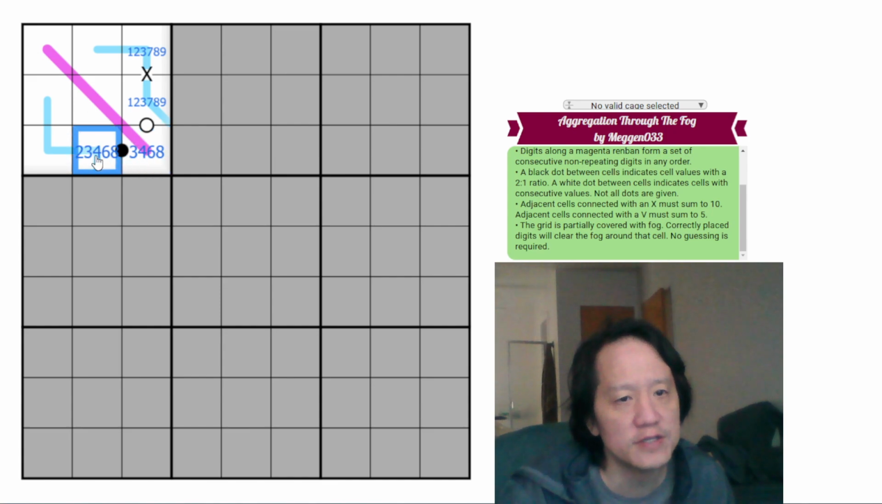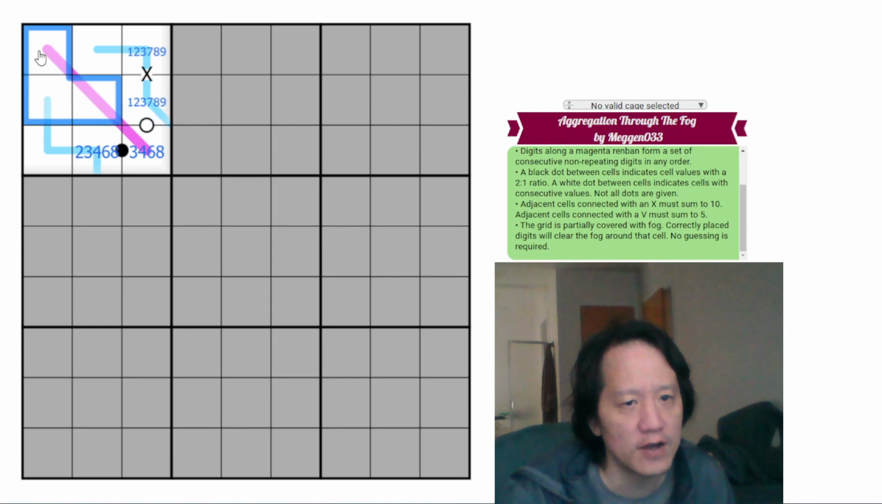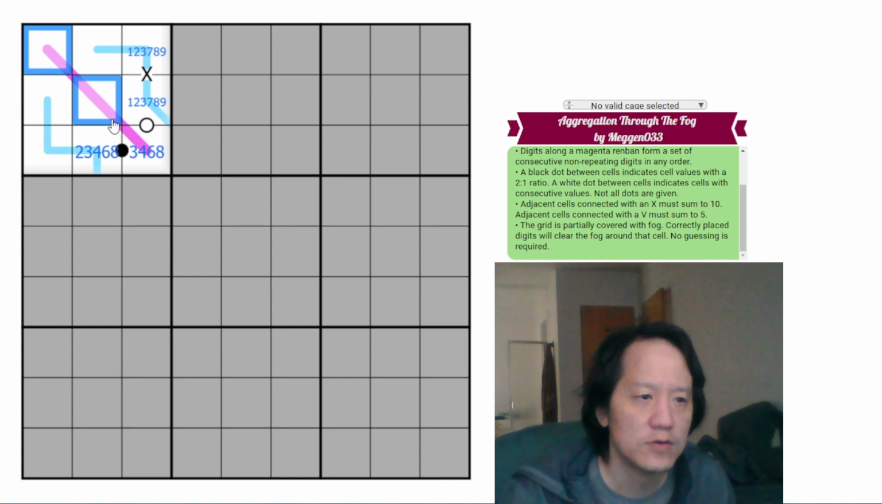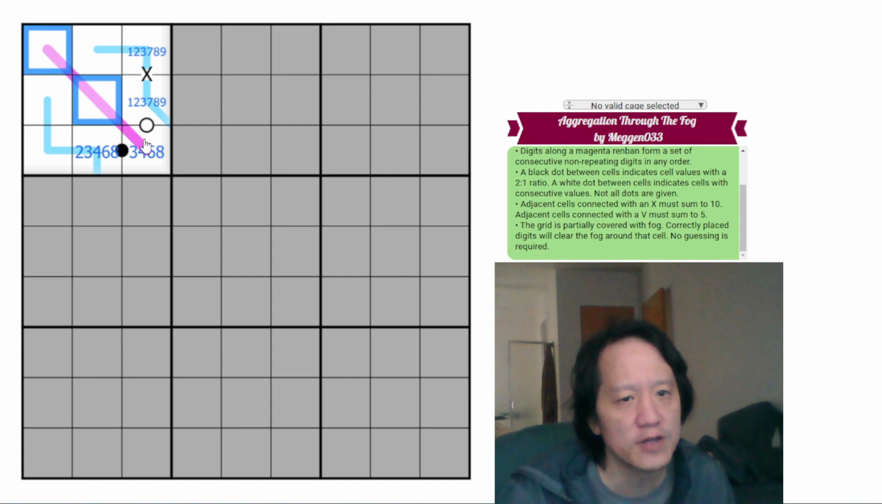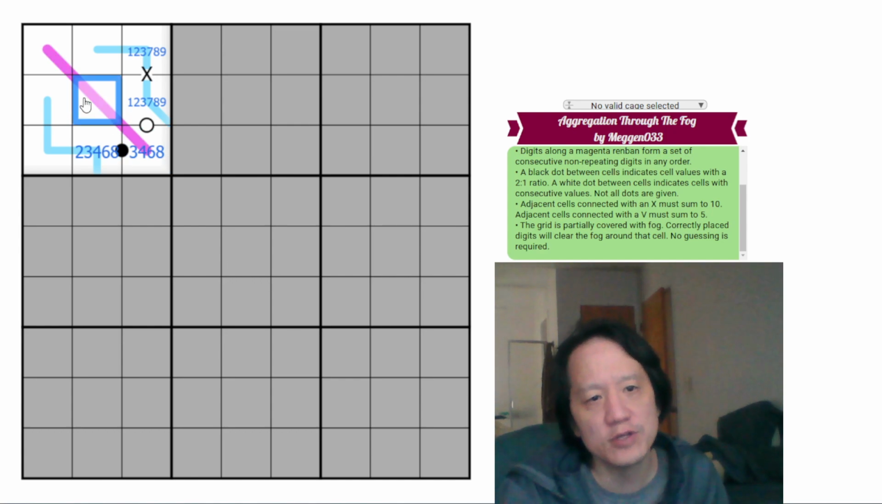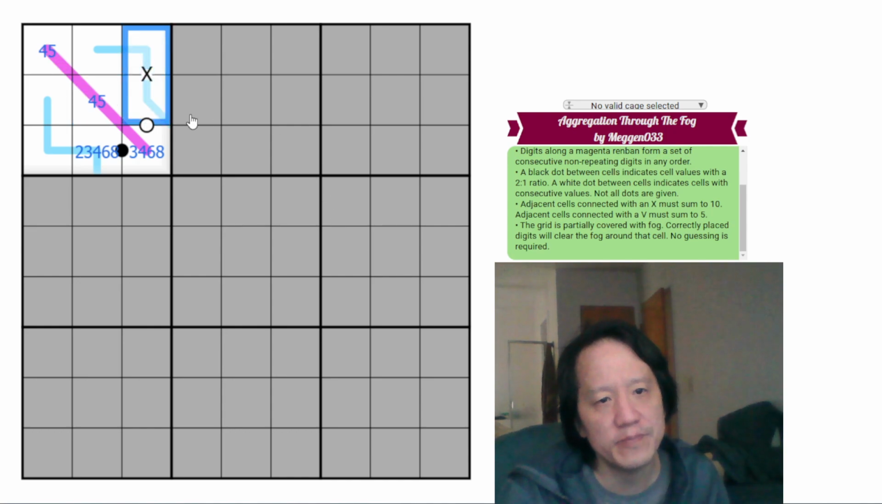If this is a 3, this has to be 6, which means this has to be 4. And this would have to be 1 and 2, because it cannot be 4, 5. Actually, it could be 4, 5. Hold up. If this is a 3, this is a 6. You know, it could be 4, 5. So that works, actually. If this is a 3, this becomes 4, 5. This has to be 2 and 8. So let's do all the possible.